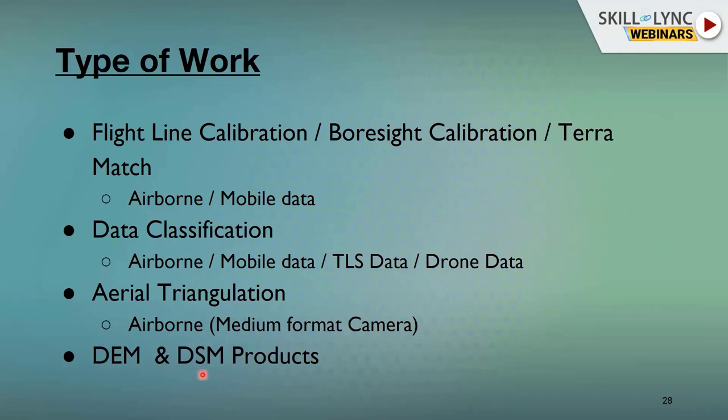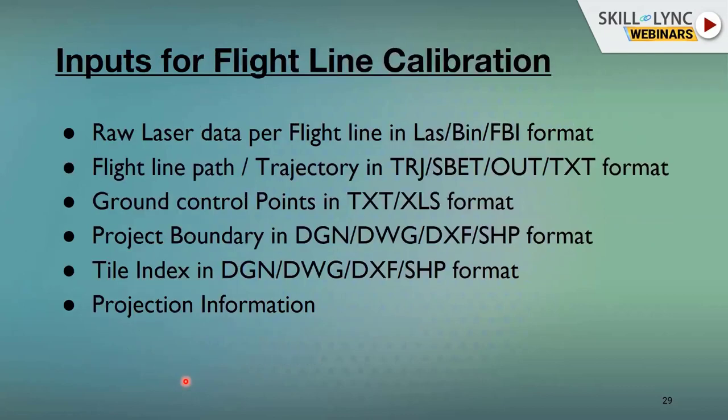What do DEM and DSM mean? What is the difference between these two? DEM is a digital elevation model, which gives you only the ground information. DSM gives you all the information, including trees, settlements, power lines, and all the man-made features. So that is called DSM.